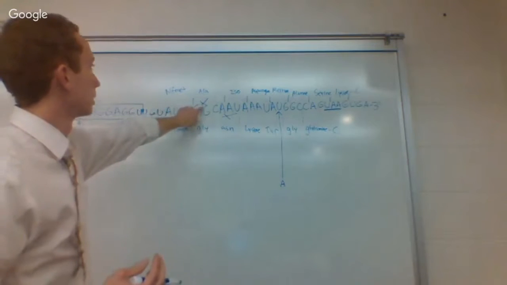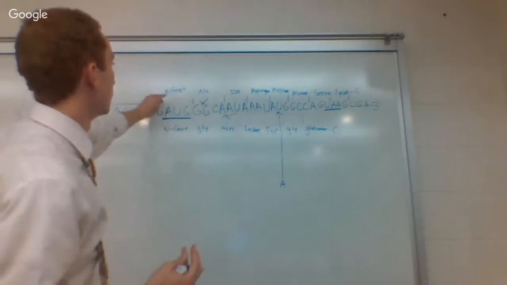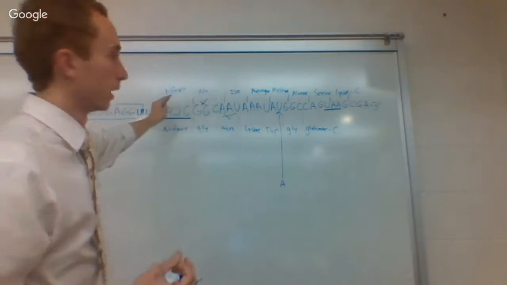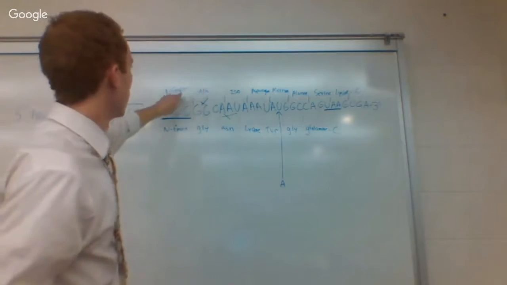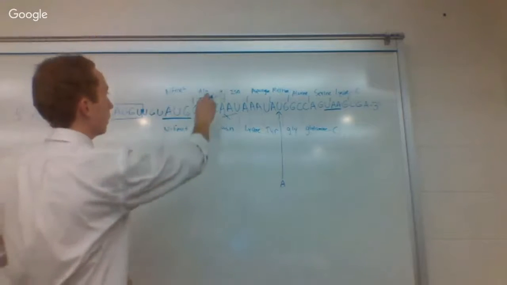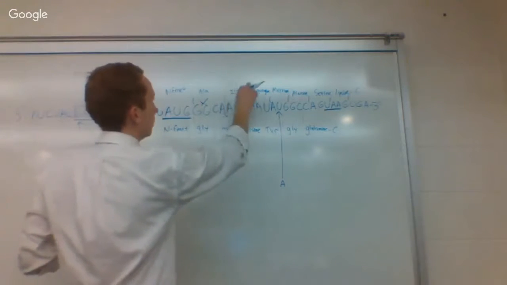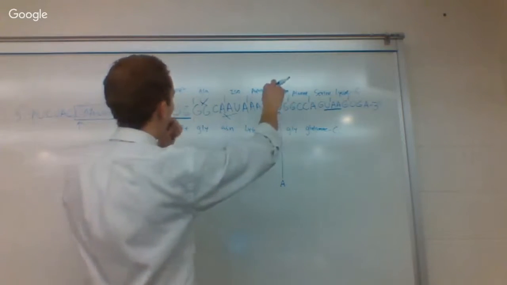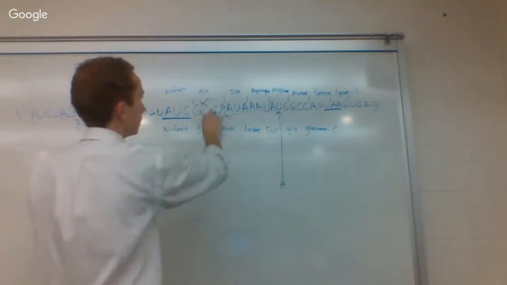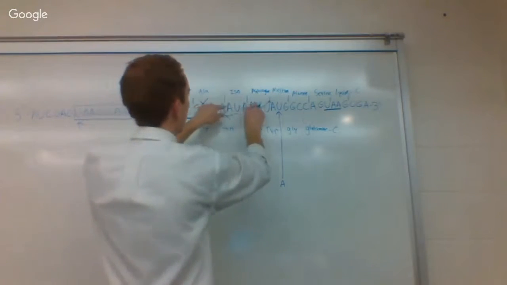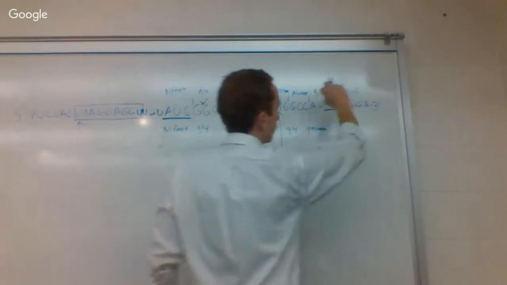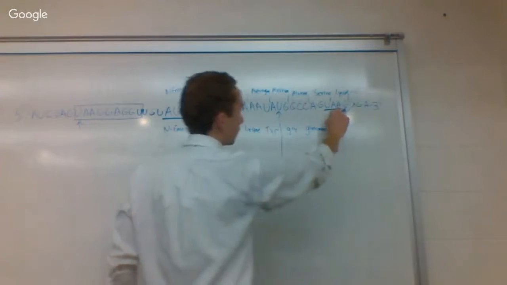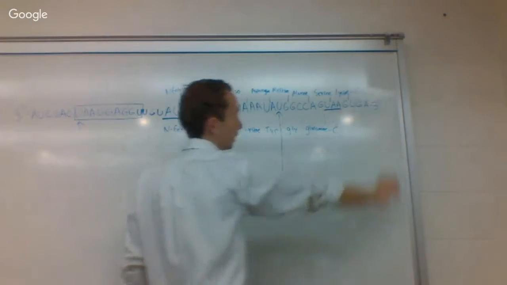So if this G was deleted, it would shift everything over a little bit. And so you'd have fMet, methionine, and then so on and so forth. You'd keep going because that G is deleted, and so now these 3 make a sequence, and these 3, and these 3, and these 3, and these 3, and so on and so forth. And it keeps going because this one is no longer the stop codon, and then it just stops at the end of this.